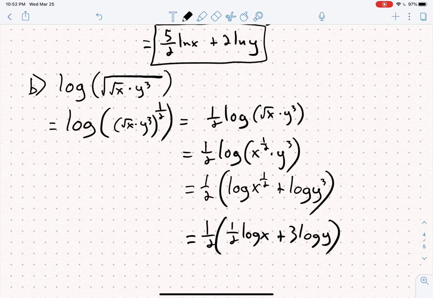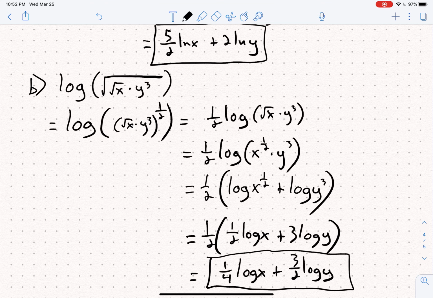And the very last thing that I can do here is, we've basically done all the log simplification we can, but I can multiply this 1/2 through. There are two terms inside. We're going to multiply 1/2 times this and 1/2 times this, and we just multiply it by the number in the front. That's the part that goes together. So 1/2 times 1/2 is 1/4 log x, and 1/2 times 3 is 3/2 log y. And that's our final answer for this one.